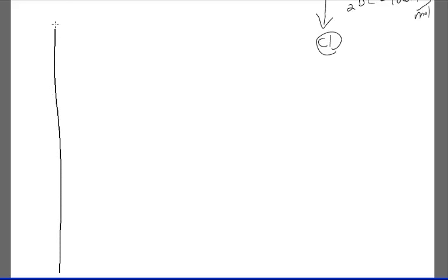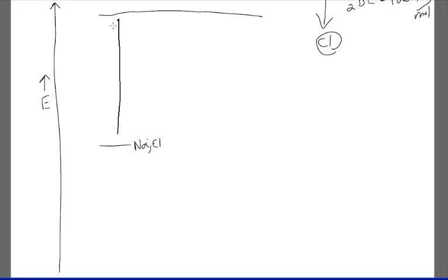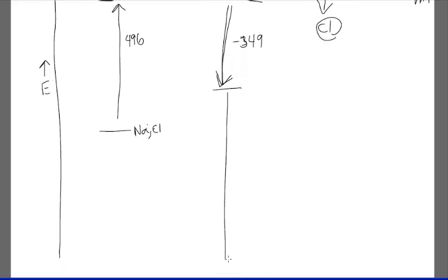Energy is going to be going up this way, so I'll just put E. You may remember we started at some value where we had sodium and chlorine. They're separate, so I'll put a comma. Then we go up 496, and we go down 349. Sorry about that, not very straight. Go down 349, and then I'll add in the negative 787.